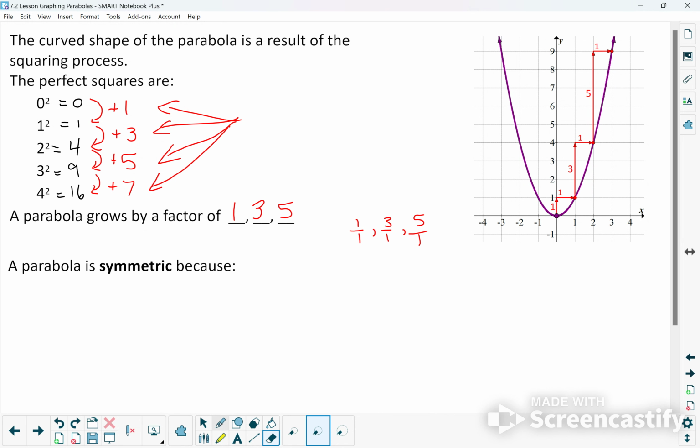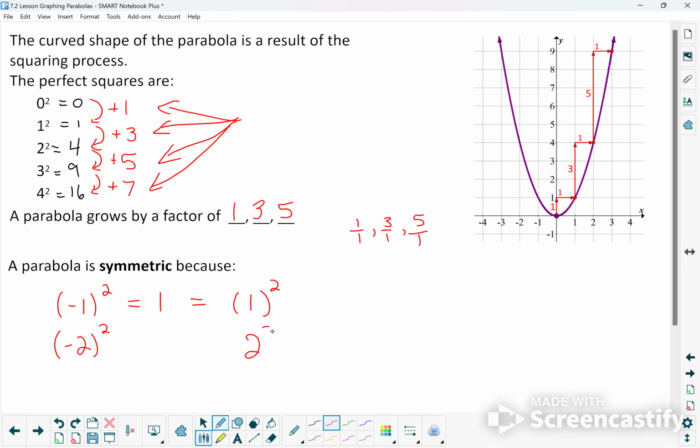A parabola is symmetric because if we have negative numbers and square them, we also get that positive result. So both 1 squared and negative 1 squared give me the same result, which is 1. Both negative 2 and 2 squared give me the same result, which is 4. So we have some symmetry that happens on these parabolas. So we get the same height here and here. We get the same height here and here.